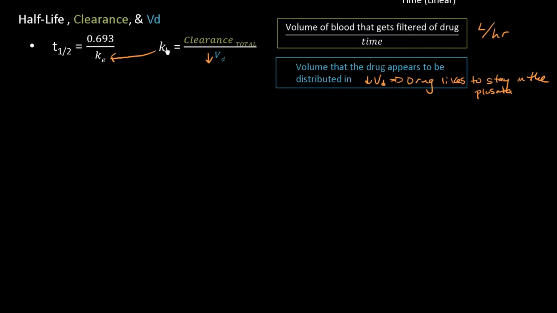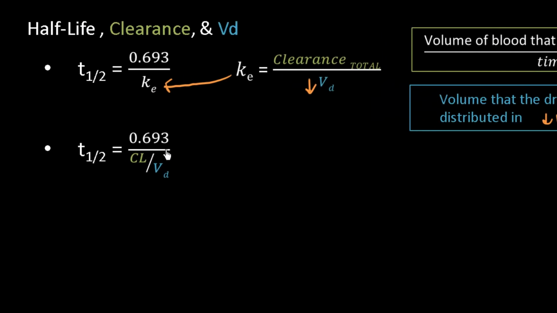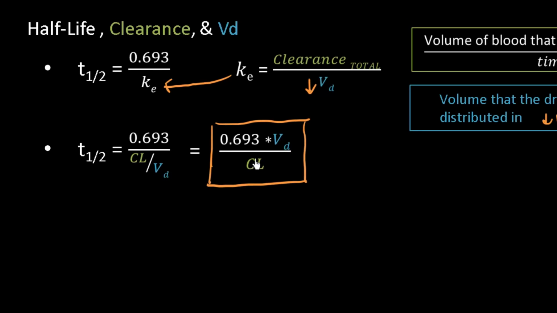So let's take this now and plug it in to this equation here. And if I do that, I get the half-life is equal to 0.693 divided by the clearance over the volume of distribution. And I just multiply by the reciprocal of that, and I get this equation that you need to memorize. And that is the half-life is equal to 0.693 times the volume of distribution over the clearance. And so what we'll do in a future video is we'll discuss this term clearance and talk about how it relates to drug excretion.